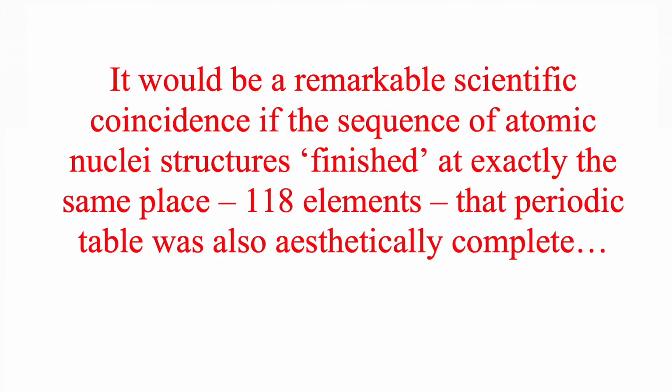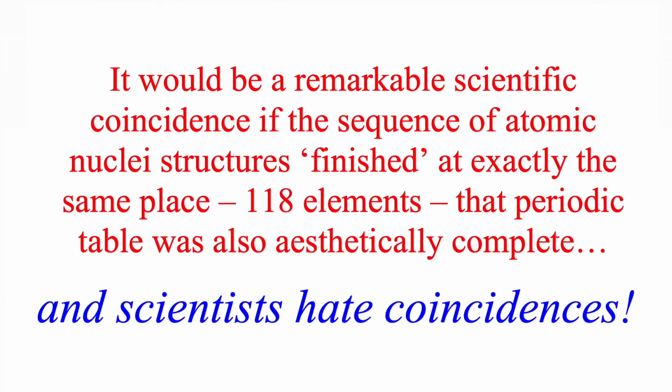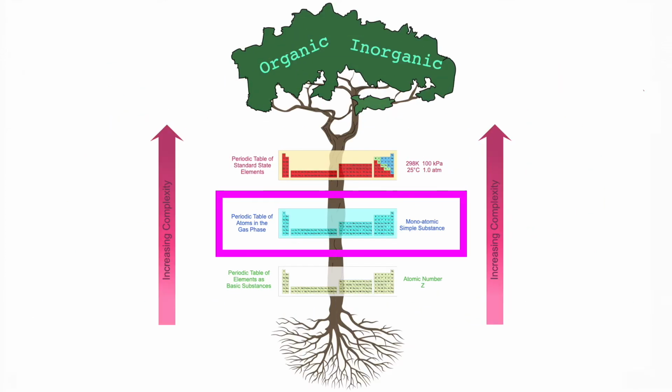Now, it would be a remarkable scientific coincidence if the sequence of atomic structures finished at exactly the same place, at 118 elements, that the periodic table was also so aesthetically complete. And scientists hate coincidences. So now let's have a look at the periodic table of atoms in the gas phase.